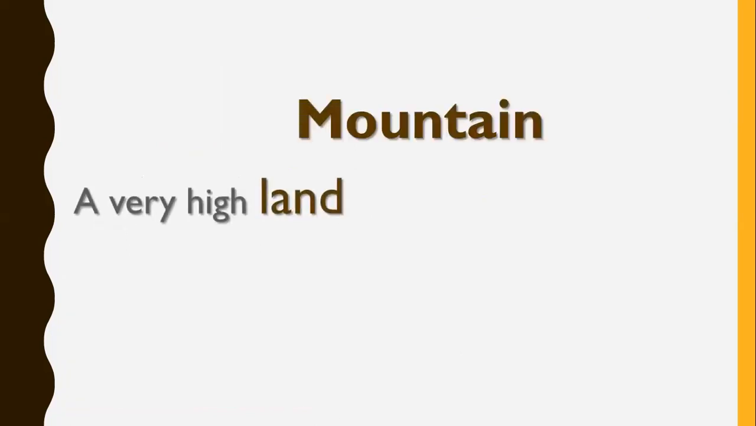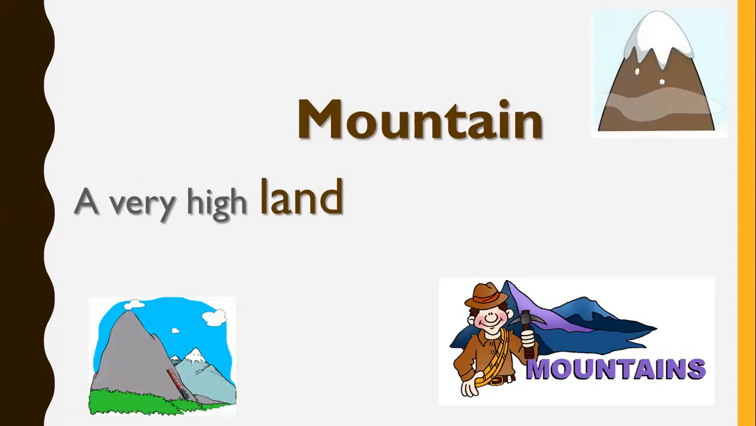Mountain. What is a mountain? It's a very high land. Even here someone is climbing. Climb means going up into the mountain because it's a very high land. Here it is, very high. Mountain, very high land.